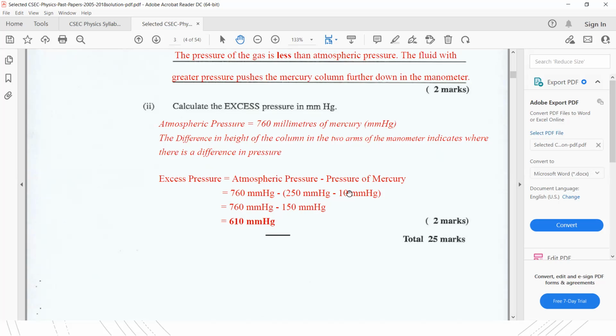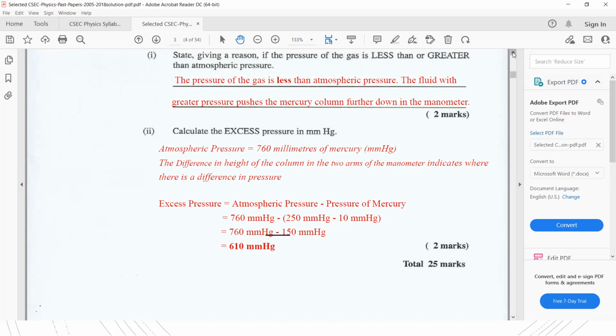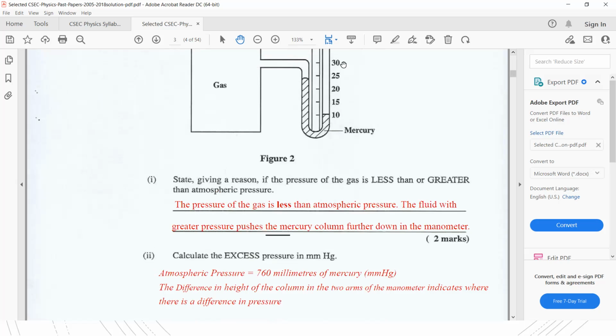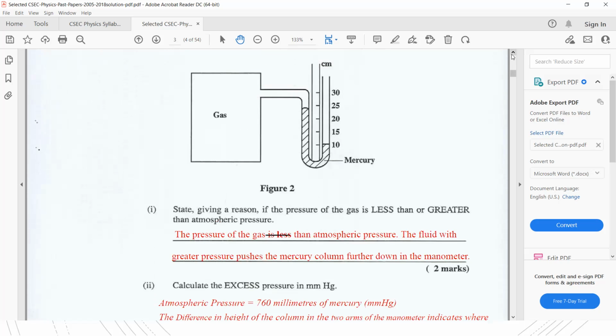Pardon the error here. This should be 100 because it's millimeters, but the question shows the value in centimeters. So roughly 250 here and 10 here. This difference in height between the liquid levels will give you the excess pressure.